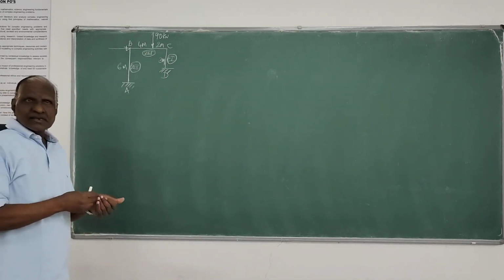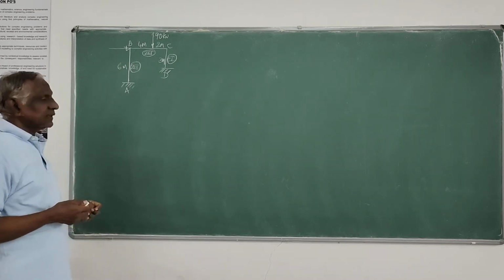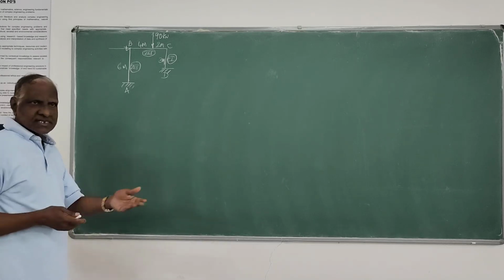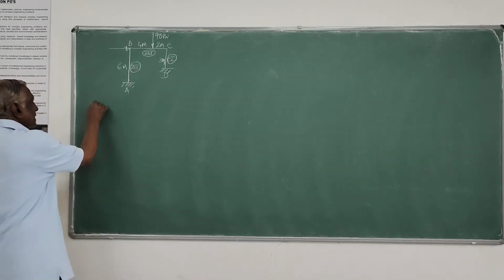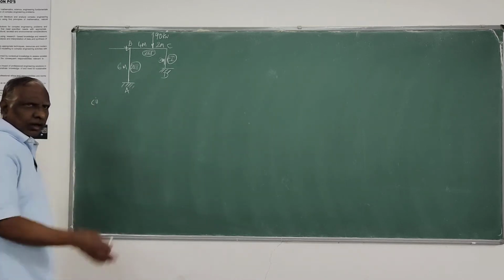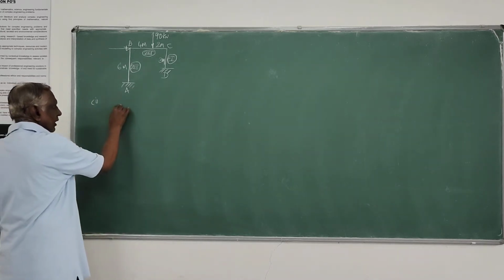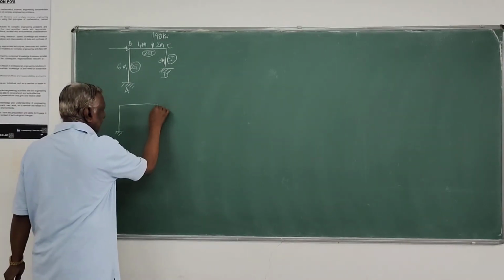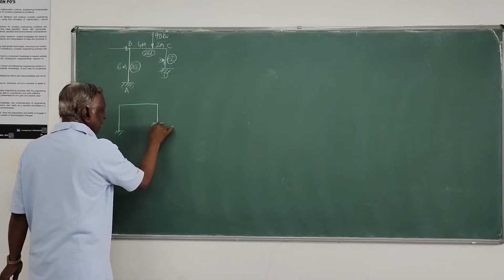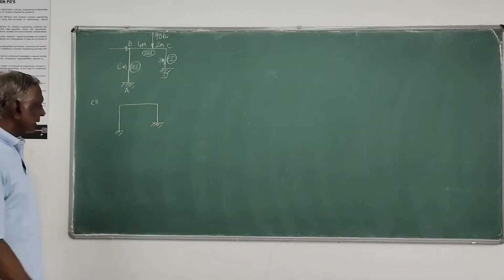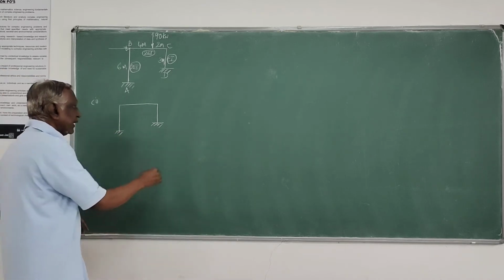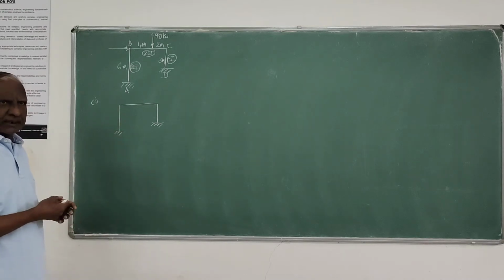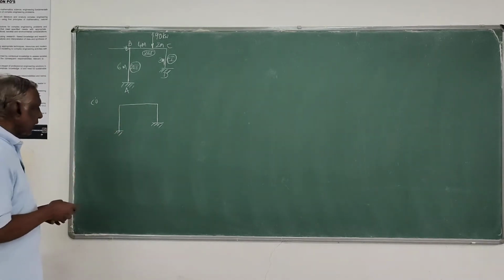Let us start analyzing a rigid plane frame, an orthogonal rigid plane frame, by this stiffness method. As usual, the steps to be followed I have already given. Let us follow the same steps. The first step is to identify the unknown member forces as well as the unknown joint displacements. Unknown joint displacements you have to identify in terms of global coordinates, and unknown member end forces in terms of local coordinates.